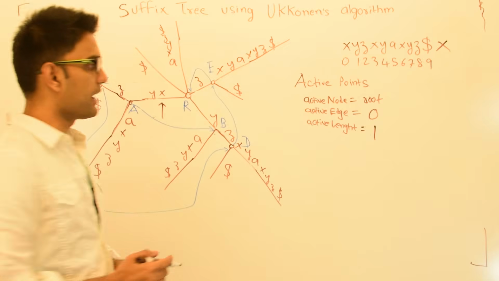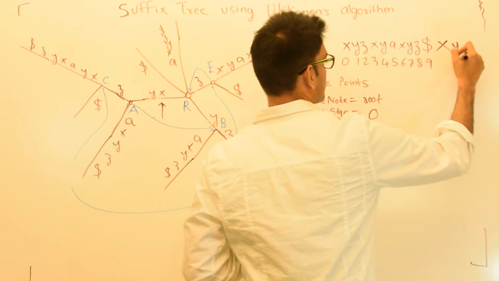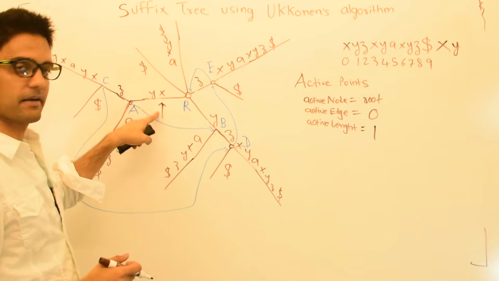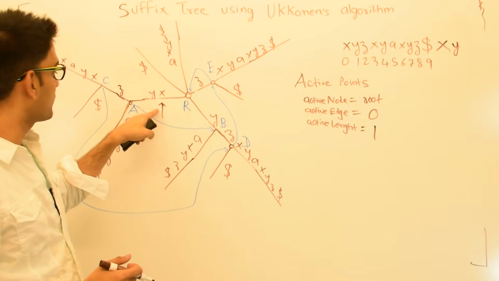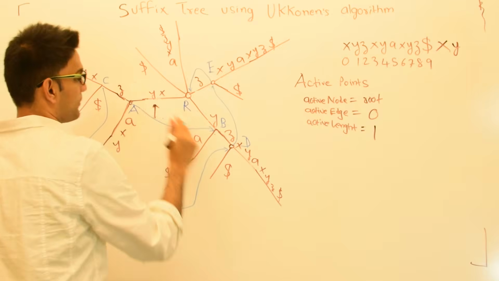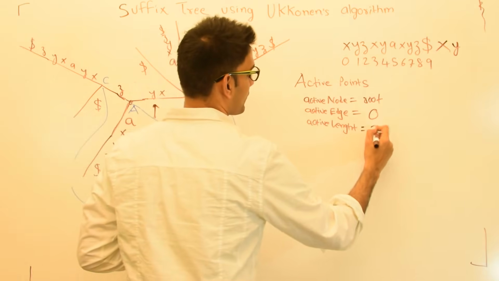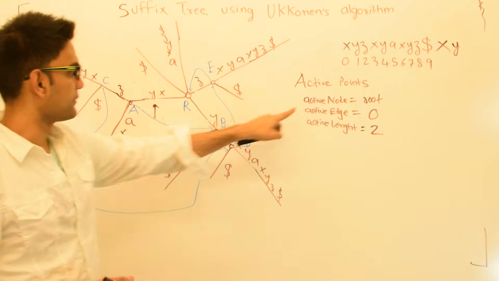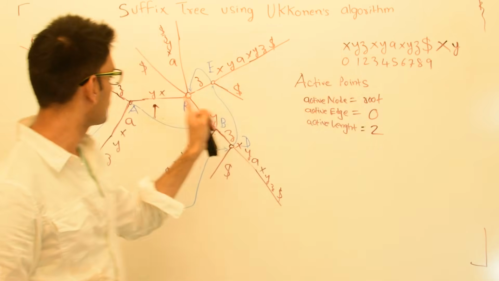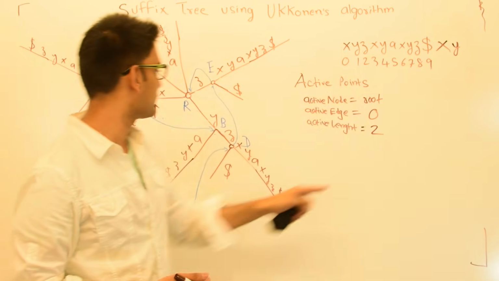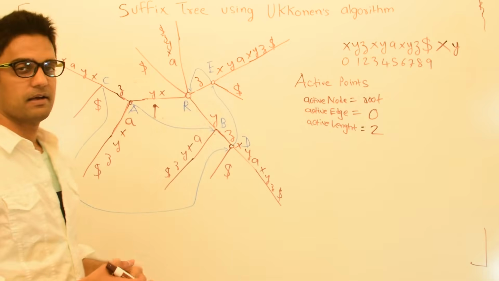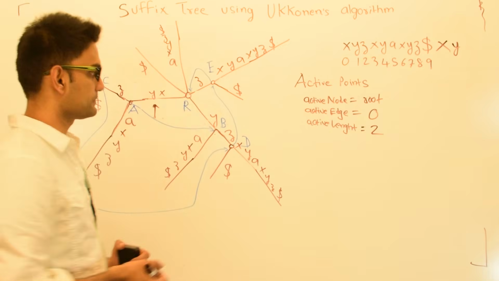So let's say we had another y after this. Then we start our phase from here and check what is the next character. So the next character is y. So what we do is we move this cursor here, basically just incrementing our active length by 1. So again, our active node is root. Our active edge index is 0, which is x, so move in the direction of x, and active length is 2, so saying move 2 in the direction of x. So this is where the next phase will start.